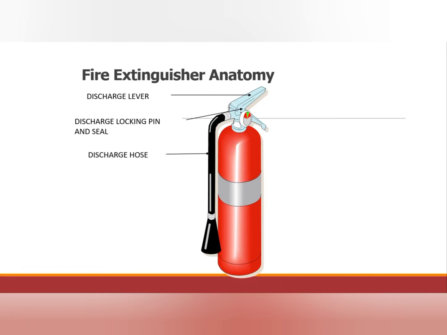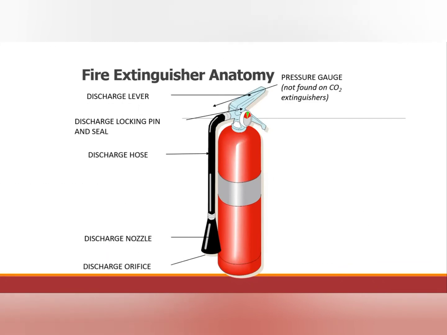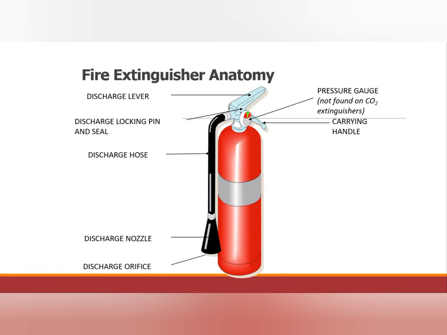Next, this is the discharge hose, and that is the discharge nozzle where one hand will hold this one, pinpointing the base of the fire. And that is the discharge orifice, and that is the pressure gauge, which is not found on carbon dioxide extinguishers. Next, this is the carrying handle that will support when you squeeze the trigger. It is the safe part of the fire extinguisher to carry it when you are not using it.